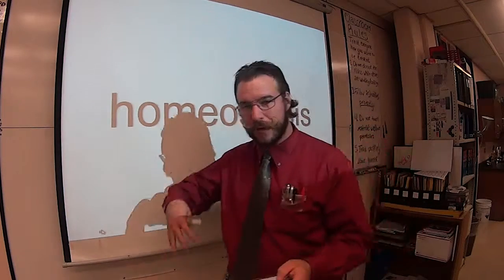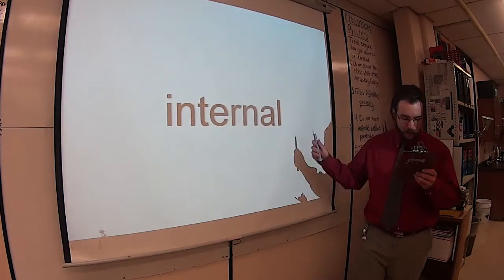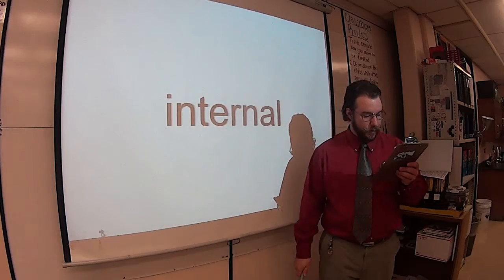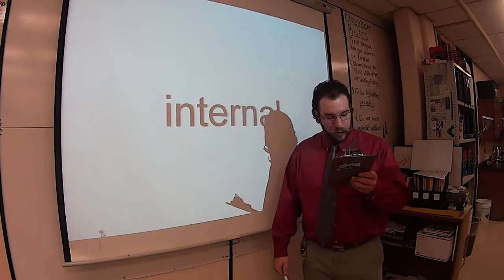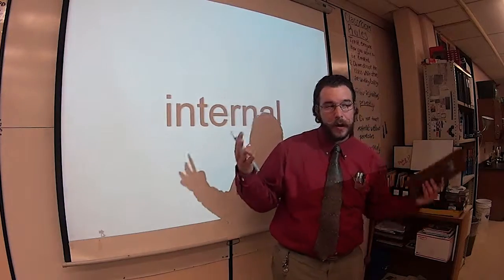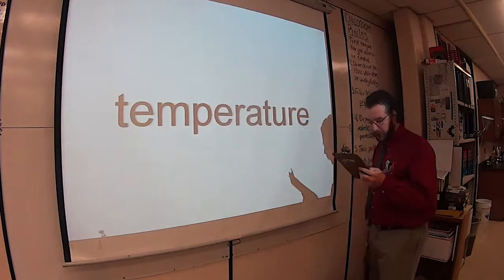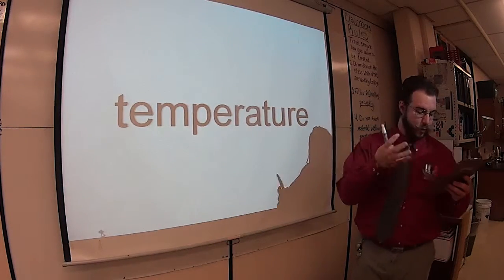Organisms, next paragraph. Organisms need to maintain an blank balance. This is balance on the inside, so that would be internal balance. Organisms need to maintain an internal balance in order to keep conditions stable. Good example, in us, body temperature.